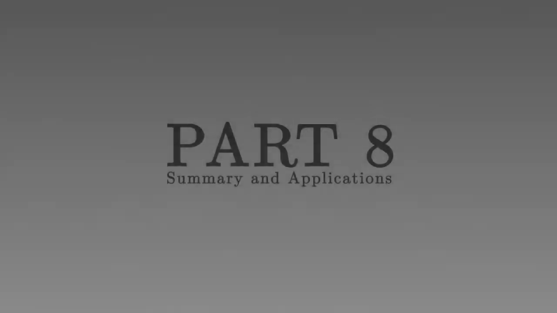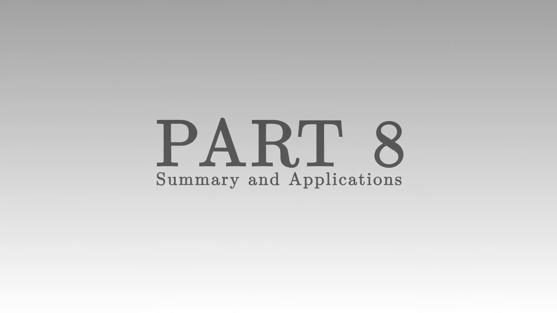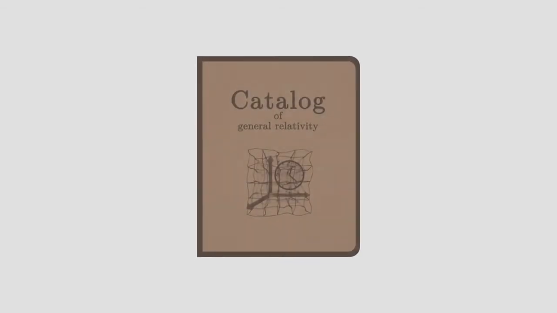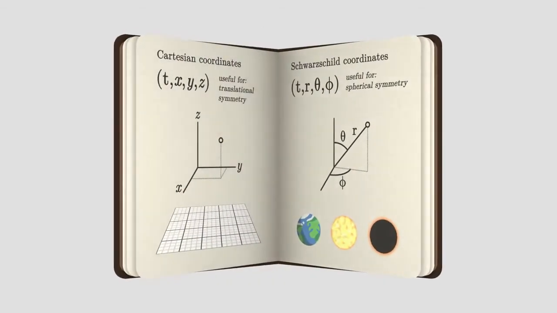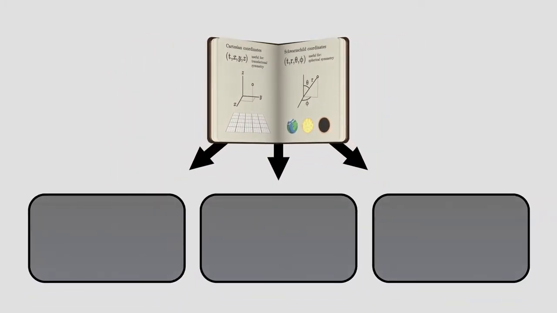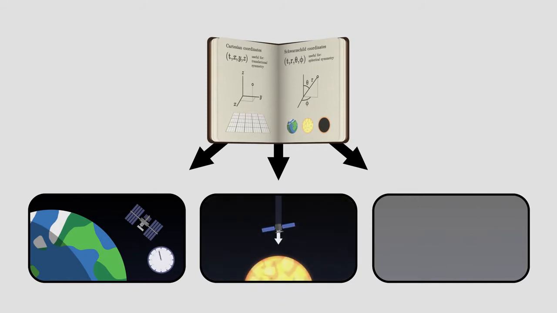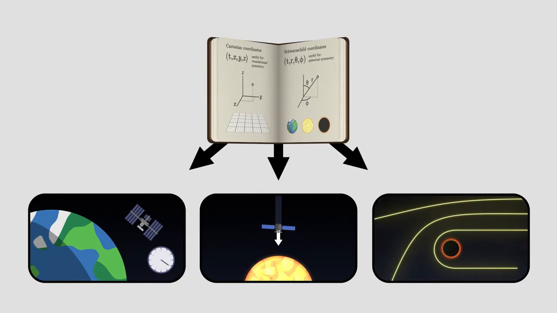Today, the Mathematics of General Relativity, Part 8, Summary and Applications. To conclude this series of videos, we will summarize all the concepts by proposing a catalogue of the different possible solutions, and applying them in several concrete examples. We'll be able to calculate the time dilation for an astronaut in the space station, determine the equations that govern the motion of an object falling towards the sun, and even explain the behaviour of light around a black hole.